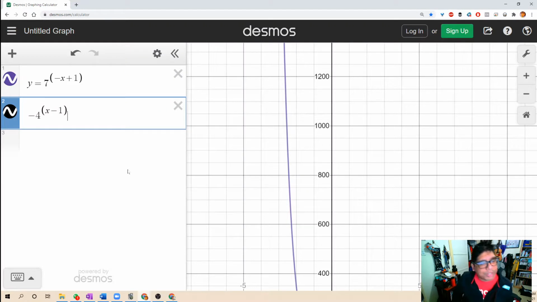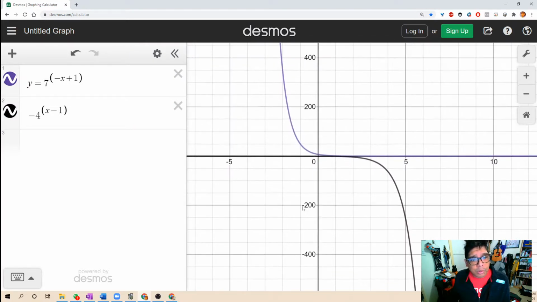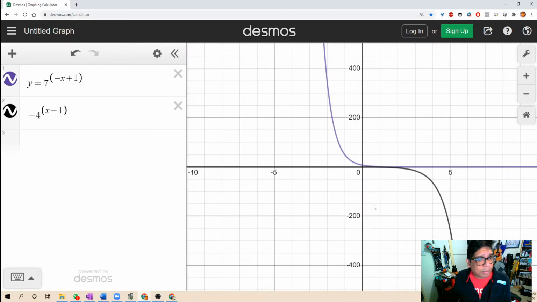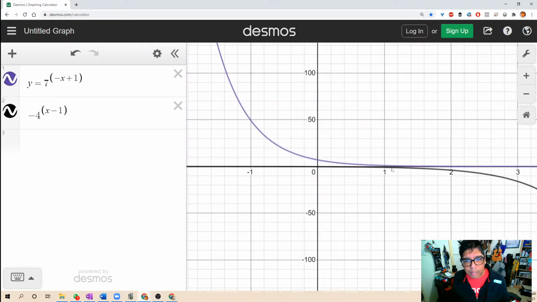And I don't see where these two graphs intersect. So I'm going to try and drag the graph around until I can see where that happens. Oh, well, this is an interesting development right here. Here's a black line representing -4 to the x minus 1. And here's a purple line. And it looks like they're going to intersect somewhere around there. So why don't I zoom into that and see, do they intersect?